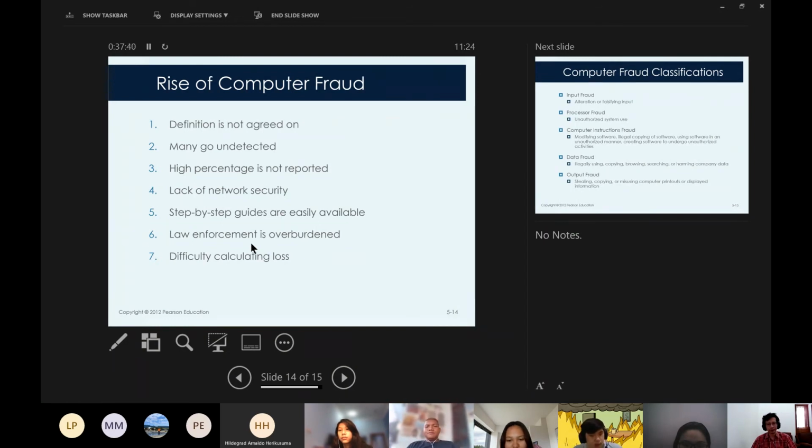Okay. And to be honest, law enforcement in Indonesia is not really ready for computer fraud. Indonesian police have a division for computer fraud, but they are understaffed. And it's very difficult to calculate loss.